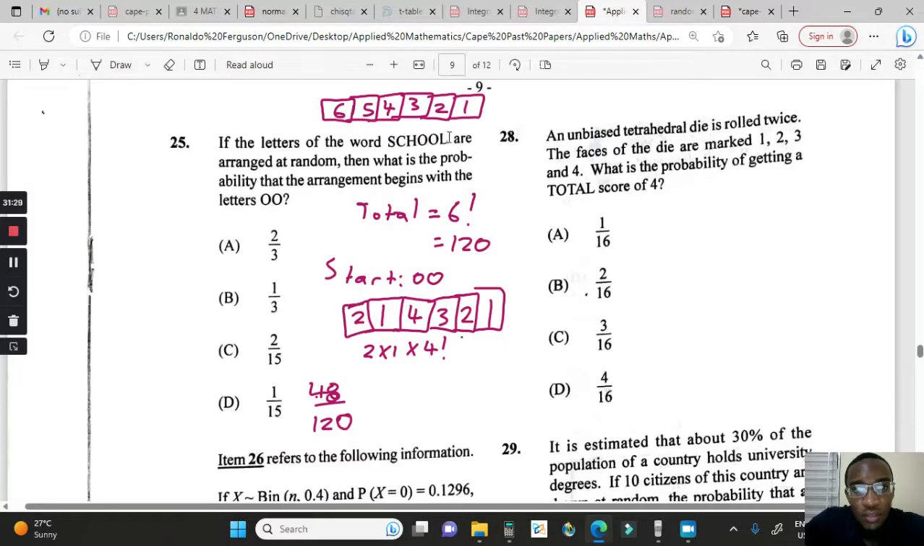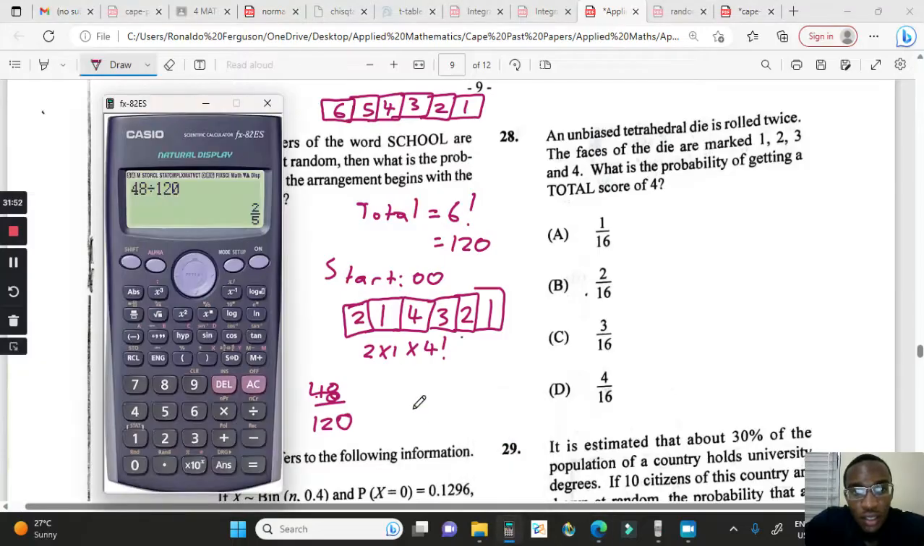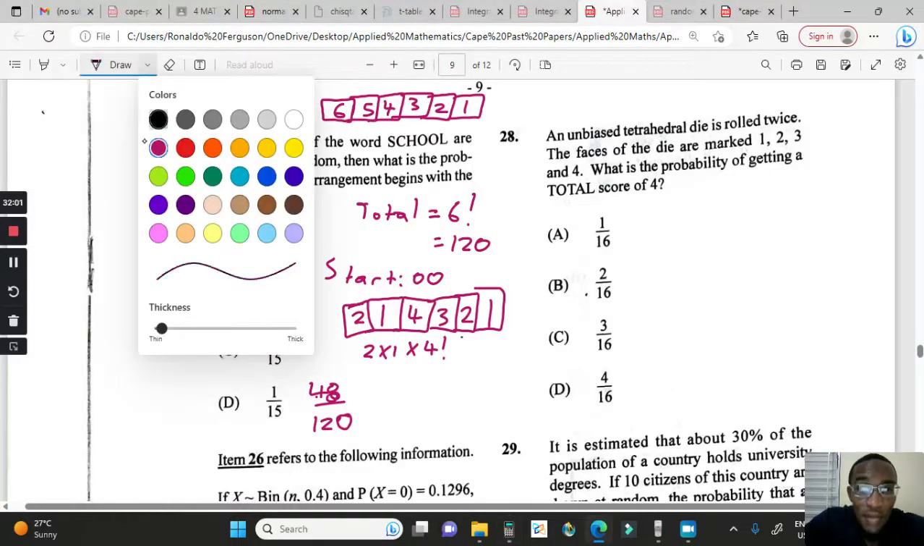1, 2, 3, 4, 5, 6. What is the probability that it begins with OO? Any one of the two O's comes here, the other comes here, and 4 letters remain. We worked out 2 times 4 factorial. We had our 6 factorial there. Isn't 6 factorial 120? I'm so sorry, guys. 6 factorial is 720. My mistake.